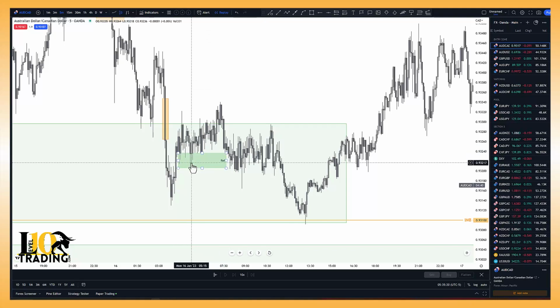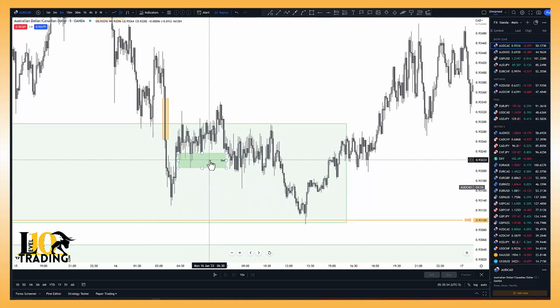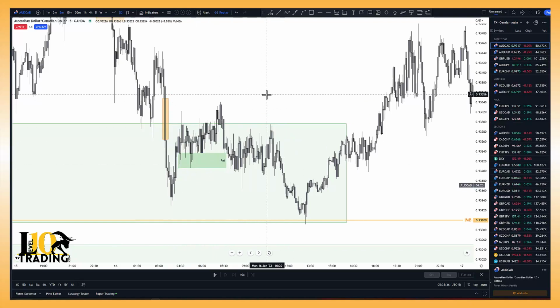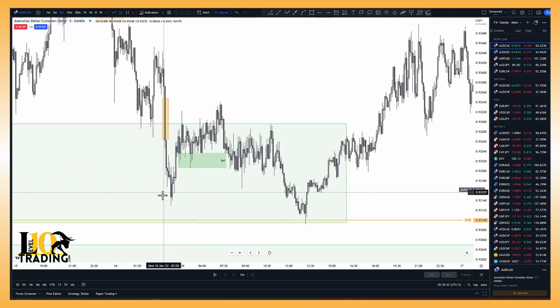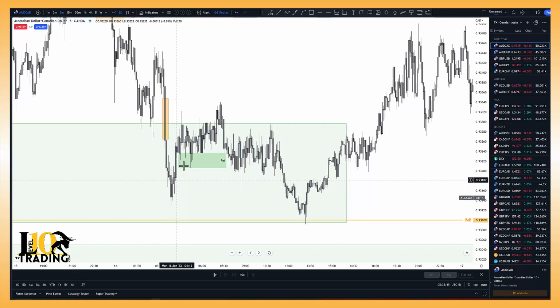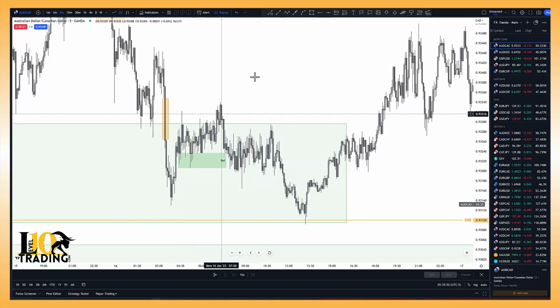What I'm looking for when I go in for an entry is I want to see price telling me that it didn't just touch into my 1-hour zone, but that it's actually moving in my bias, in this case to the upside. I want to see evidence that it is moving out of my zone. A lot of times you will see price just touch and immediately rocket out of your zone, in this case to the upside.